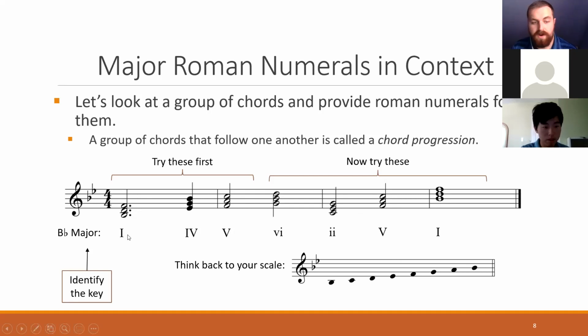So here's your pattern: 1, 4, 5, 6, 2, 5, 1. A completely logical chord progression. If you were to play this chord progression on a keyboard or a guitar or whatever instrument you have, this would make some logical musical sense for reasons we'll talk about in the future.